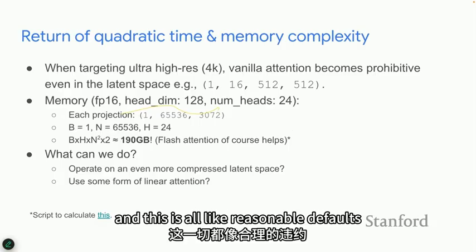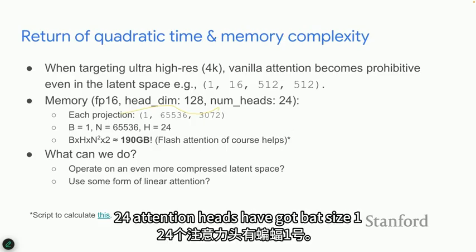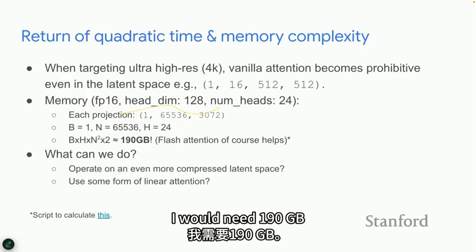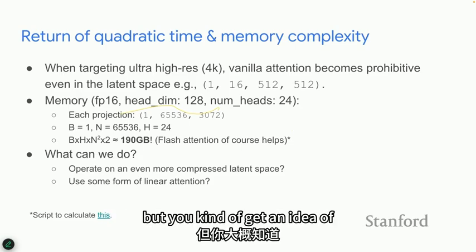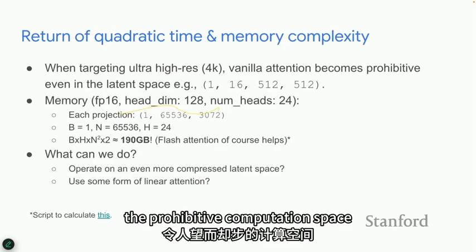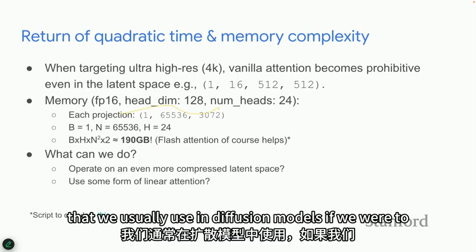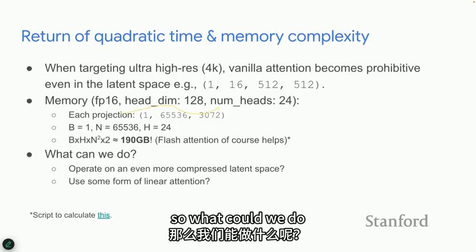And these are all reasonable defaults. I have 24 attention heads, batch size 1, and the sequence length is flattened out. I would need 190 GB. And this is of course not using flash attention, but you kind of get an idea of the prohibitive computation space of the quadratic attention that we usually use in diffusion models if we were to deal with really high quality and high resolution images. So what could we do?